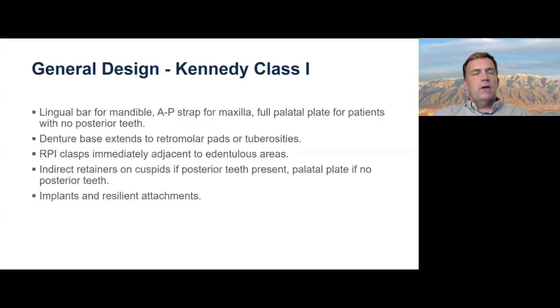if posterior teeth are present, and then of course, like we talked about, the palatal plate if there are no posterior teeth. If we're concerned about the retention and stability, and especially if our clasping is going to be very visible, we could consider putting an implant under each saddle with resilient attachment to make the case much more stable for the patient.